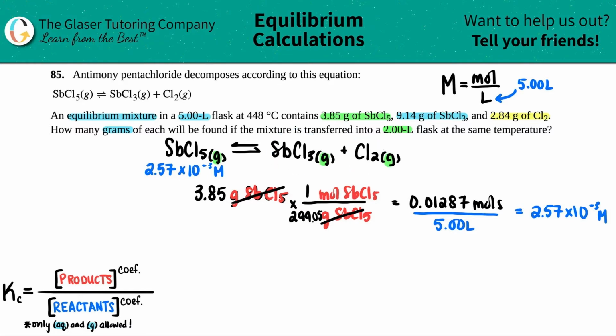So let's go for it. I got 9.14 grams of SbCl3. Got to use that periodic table times the ratio. Gram of SbCl3 goes on the bottom. Mole of SbCl3 goes up on top. 1 mole is whatever it is on the periodic table. 121.8 plus 3 times 35.45.